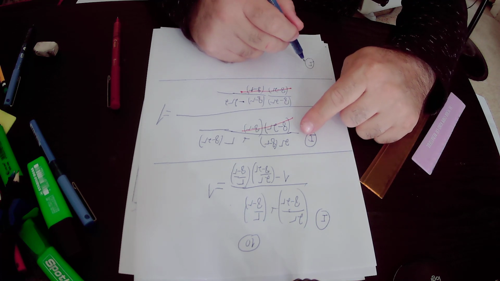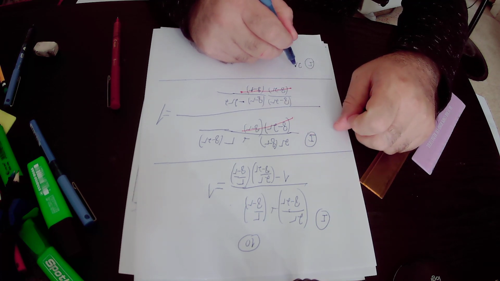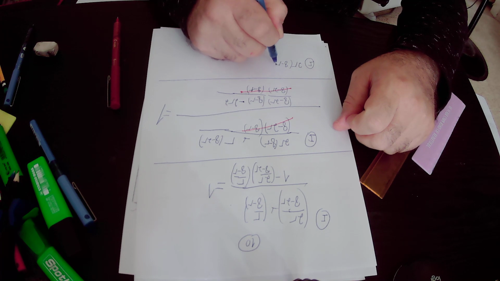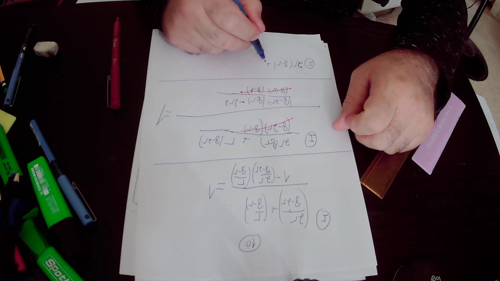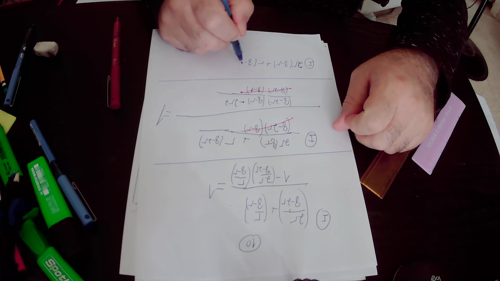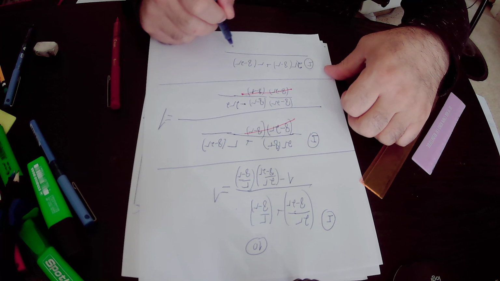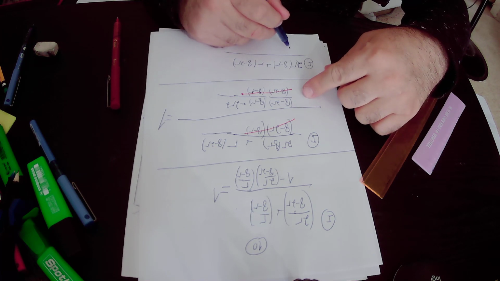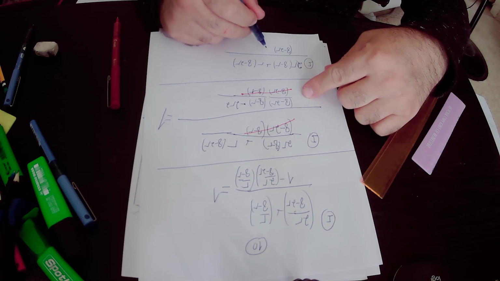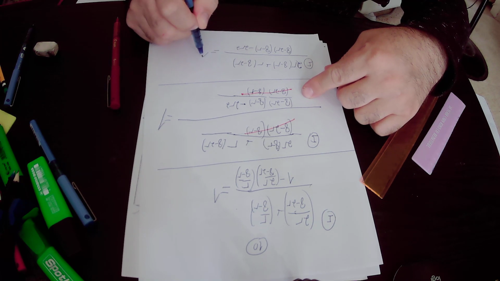2r times 8 minus r plus r times 8 minus 2r over 8 minus 2r times 8 minus r minus 2r squared equals to 1.